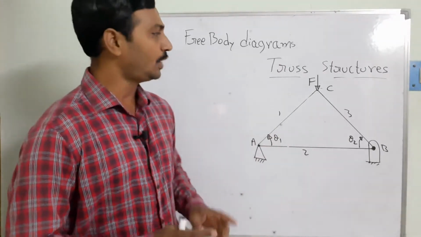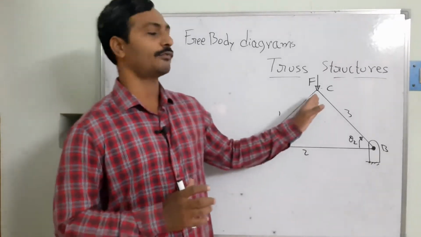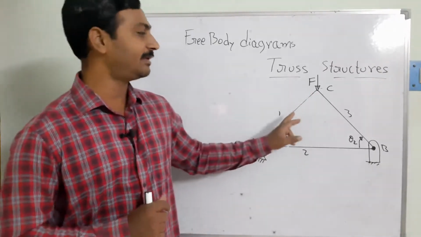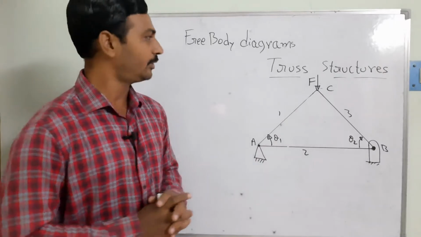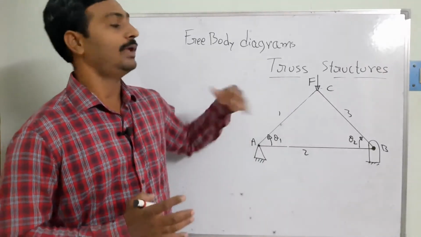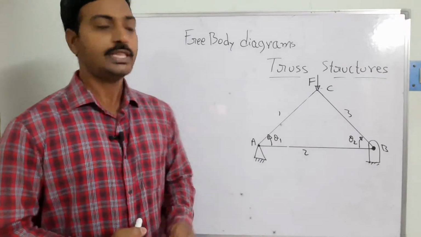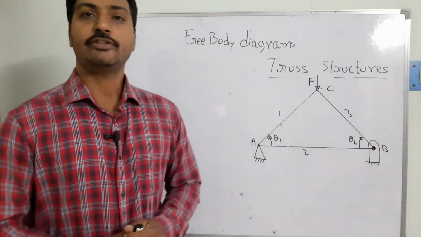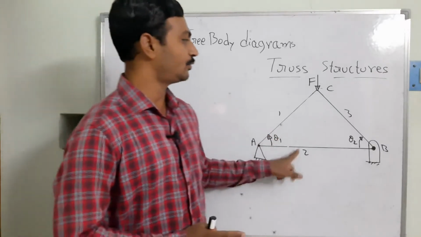It means the load is acting exactly at the joints of the members. The load cannot act at the middle of the member. I hope you are able to understand the main function of the truss and exactly where we have to apply the load. So in this diagram I have taken three truss members, 1, 2 and 3.